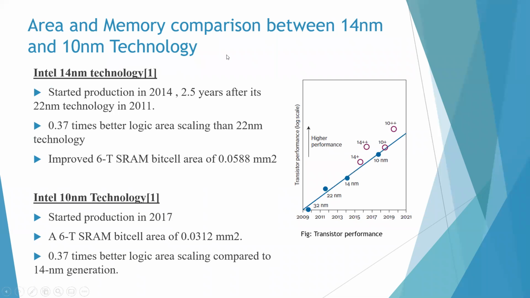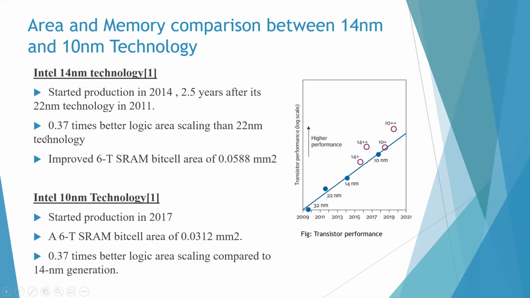So here, if we see a comparison between 14-nanometer and 10-nanometer Intel technology, we can see that in 14-nanometer Intel technology, there is a 0.3 times area reduction compared to its 22-nanometer technology. And in 10-nanometer technology, there is a 0.37 times better logic area scaling than its 14-nanometer technology. So area-wise, Intel's 10-nanometer technology is much better than the 14-nanometer technology.